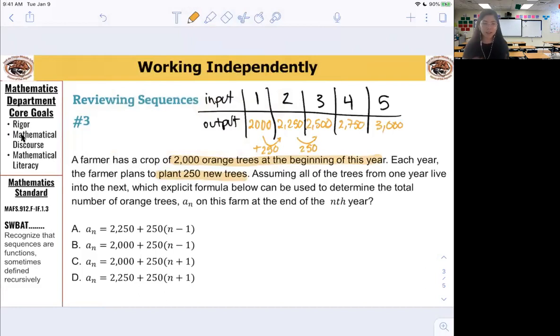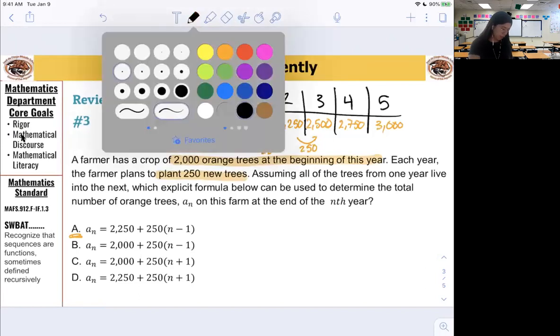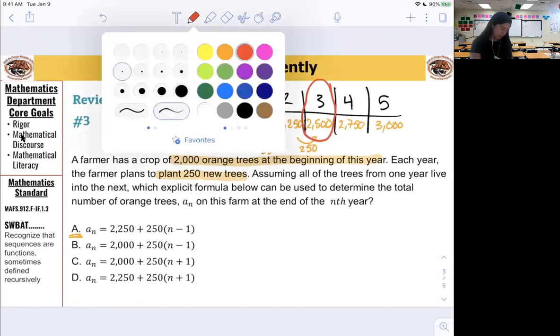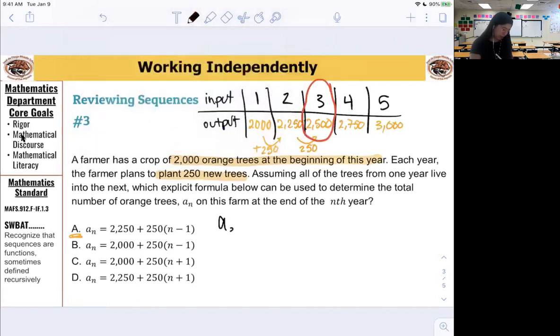Now I'm going to do the same thing that I did before. I'm going to test out these functions, starting with option A. I'm going to plug in a 3 and see if I get 2,500. So A of 3 is 2,250 plus 250 times 3 minus 1.